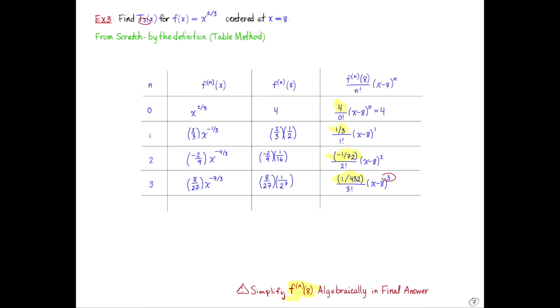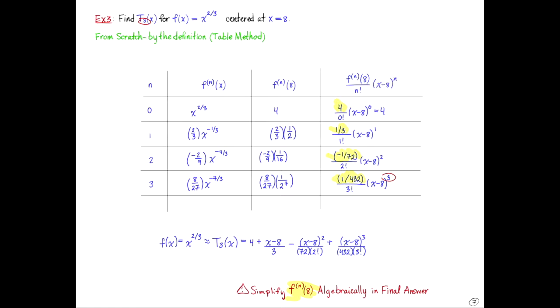For our final answer, we have that f of x is equal to x to the 2/3, which we're approximating with our third degree Taylor polynomial, which is equal to 4 plus (x minus 8) over 3 minus (x minus 8) quantity squared over 72 times 2 factorial plus (x minus 8) cubed over 432 times 3 factorial.